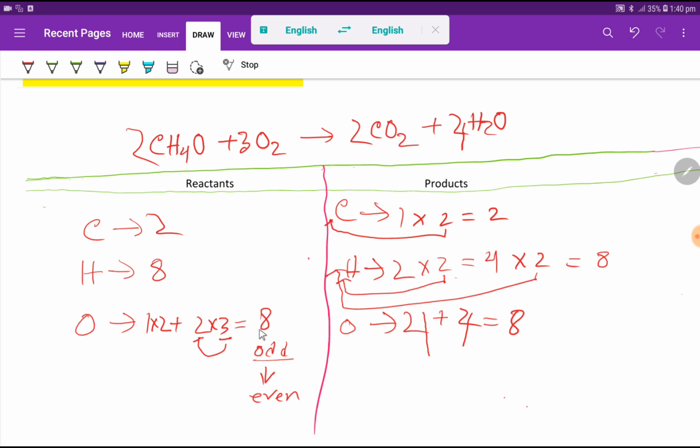So look, now 8 oxygen, 8 oxygen, 8 hydrogen, 8 hydrogen, 2 carbon, 2 carbon. So everything is balanced. So you can say that this is the balanced reaction. For a balanced chemical equation, you can change the arrow sign to an equal sign. This is the balanced chemical equation.